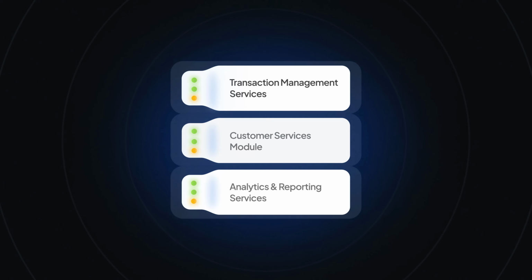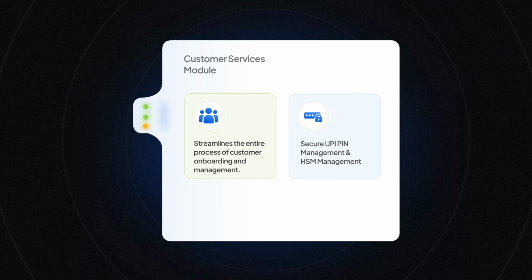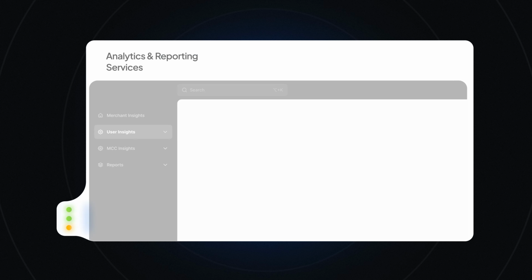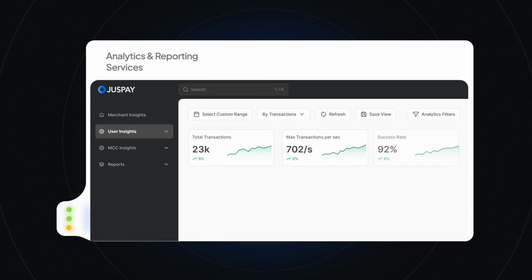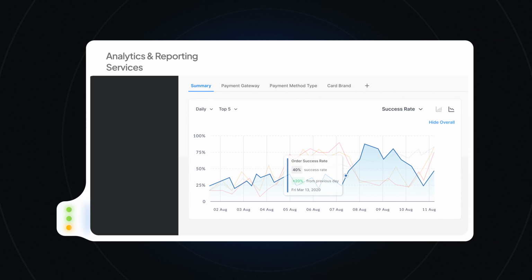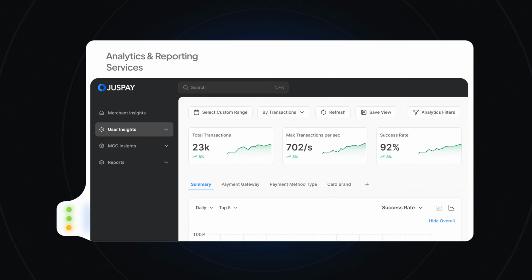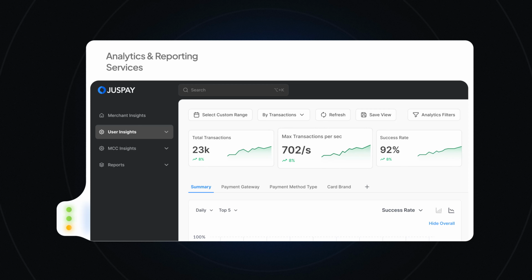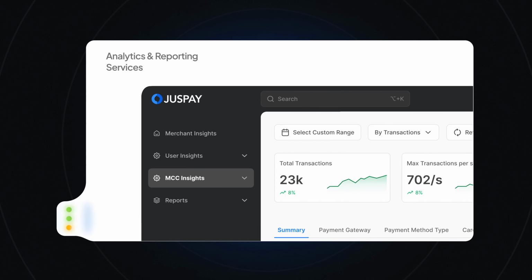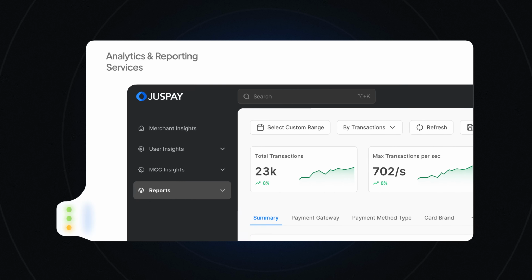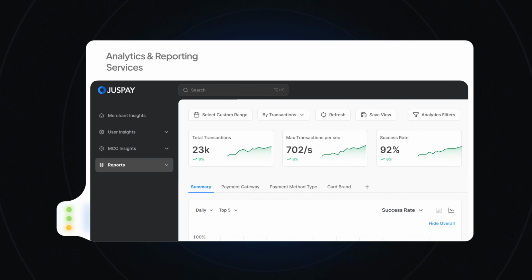burden. Our customer services module streamlines the entire process of customer onboarding and management and also secure UPI PIN management. Our advanced analytics dashboard offers granular insights not just at customer and transaction level, but also provides high-level business and product insights such as spending patterns across regions and categories. The reporting module lets you configure and customize reports and alerts to meet the issuer's business requirement.